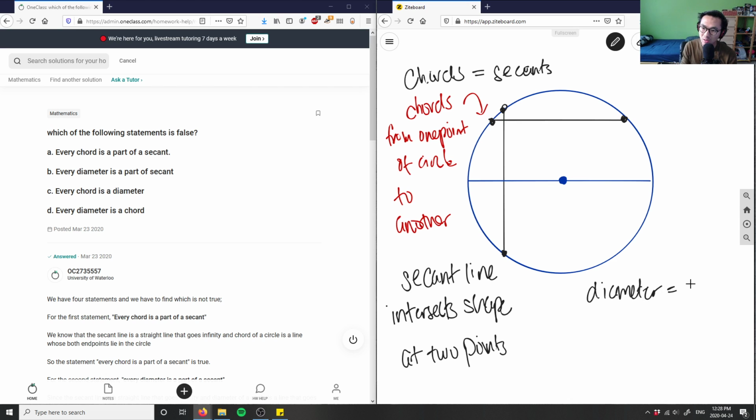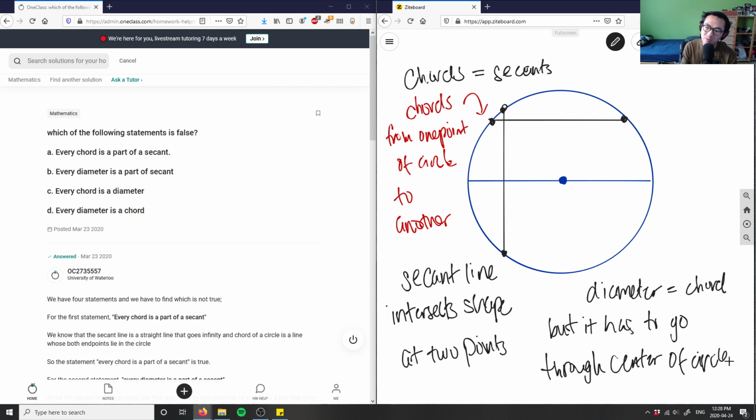A diameter is basically a chord, but it has to go through the center of the circle. So in this case, this here would be a diameter, right? This guy here is a diameter. This guy here would be a diameter as well if I cross this midpoint here. Again, this guy would be as well. Again, they're all crossing the center of the circle, right? So these are all diameters here.